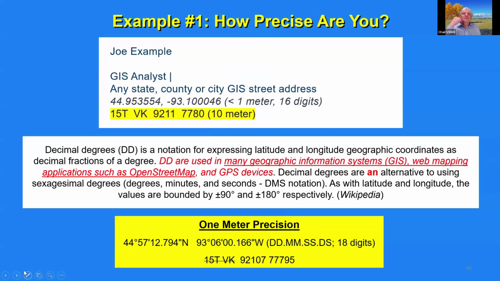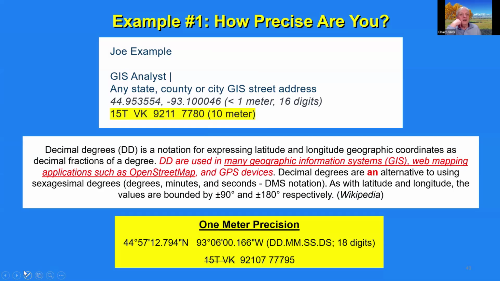All right, so at the top of the screen there, this is, no kidding, a real world example. Joe, for example, a GIS analyst, any state, county, city, whatever. And he's got the world knowing where he is by using decimal lat long, as you can see right there. If you're running out to 6 places, that comes out to less than 1 meter, 16 digits.